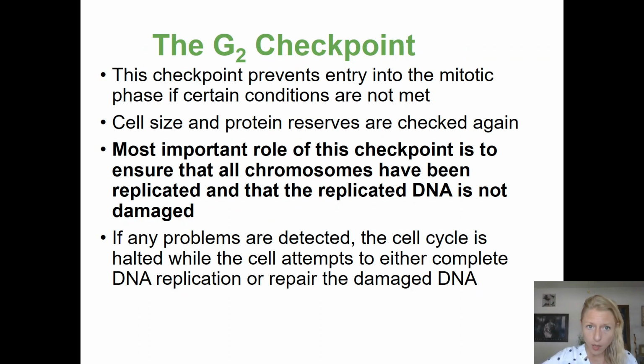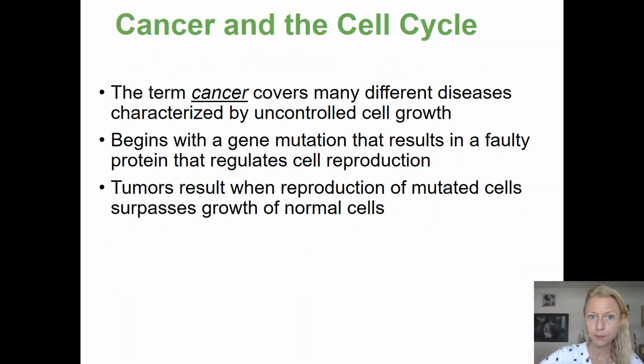So these checkpoints, especially the G2 checkpoint, is the most important checkpoint because this ensures that chromosomes have been replicated and that the replicated DNA is not damaged. If DNA is damaged, this can cause out of control cell reproduction, or what's called proliferation, which is the accumulation of cells in one area, which causes a tumor.